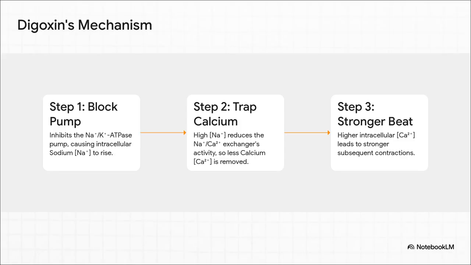Digoxin. This one is a classic, and its mechanism is like a perfect little Rube Goldberg machine inside a cell. It all starts when digoxin blocks the sodium-potassium pump. That's step 1. So what happens?